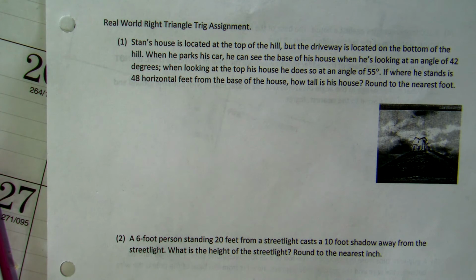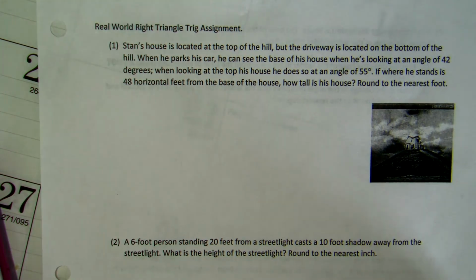So Stan's house is located at the top of the hill, but the driveway is located on the bottom of the hill. When he parks his car, he can see the base of his house when he's looking at an angle of 42 degrees. When looking at the top of his house, he does so at an angle of 55 degrees. If where he stands is 48 horizontal feet from the base of the house, how tall is this house? Round to the nearest foot.